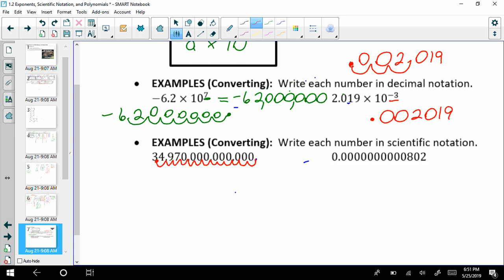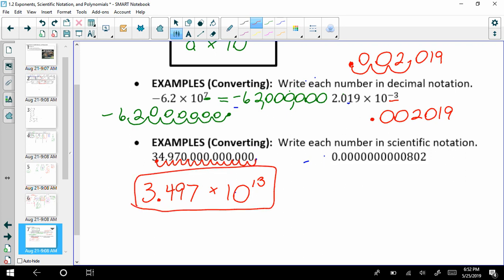You want to move the decimal until the number is between 1 and 10. So my answer would be 3.497, you don't have to write the zeros, times 10, and now how many times did I move it? 13 times. So that represents that large number.